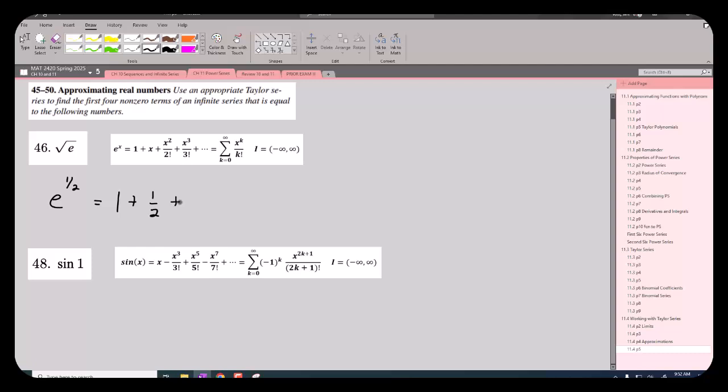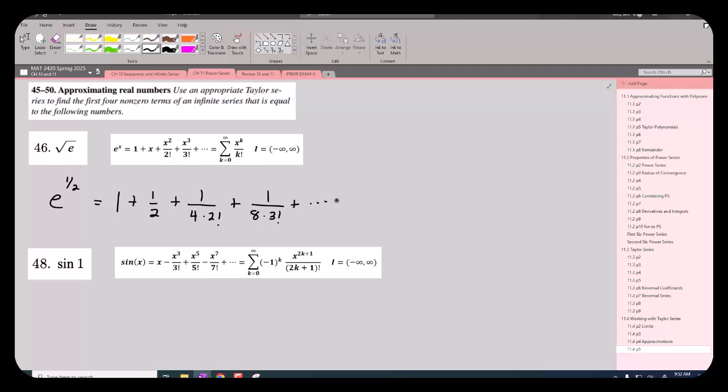We replace all these x's up here with a 1/2, so that's going to be a 1/4. So 1/4 multiplied by 2 factorial, which we could simplify if we care to. 1/2 to the 3 is 1/8, so we'll have 8 divided by 3 factorial, plus etc. So that is going to be an infinite series representation of e to the half.